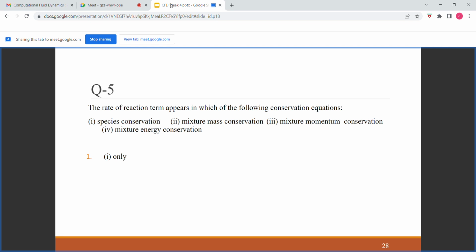Option 1, it is question 5, it is 1 only. Option 2, it is 1 and 4. Option 3, it is 2 and 3. Option 4, it is 1, 2 and 1, 2, 3 and 4.